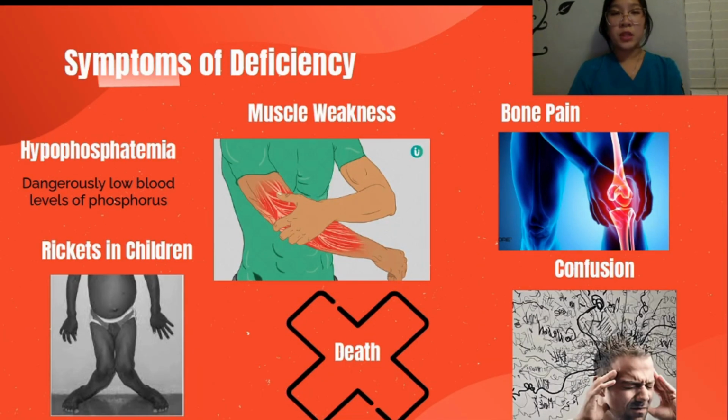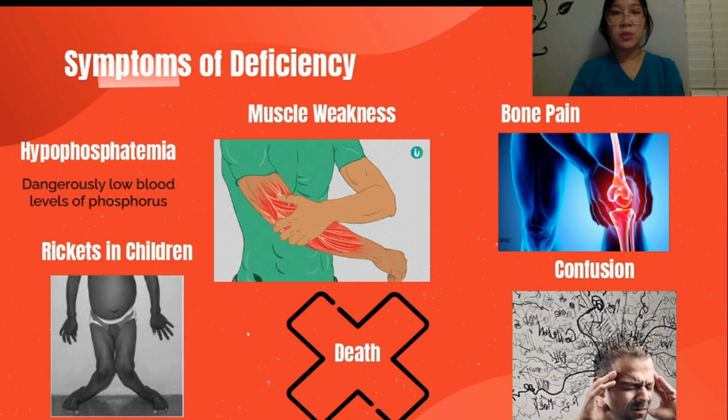Symptoms of deficiency can be muscle weakness, bone pain, confusion, death, or rickets in children, which is the deformation of bone growth due to the deficiency of phosphorus. Hypophosphatemia is the dangerously low blood levels of phosphorus. However, a person would need to be near starvation before experiencing a phosphorus deficiency.